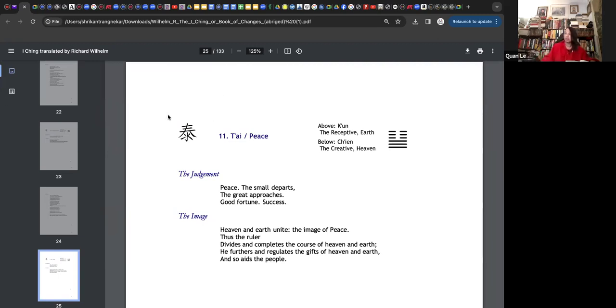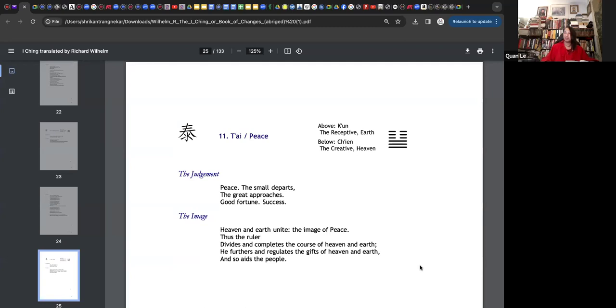Thus, the ruler divides and completes the course of heaven and earth. Divides and completes the course of heaven and earth: you have to understand here that he will make the difference between the lower trigram, earth, the animal kingdom, and the upper trigram, heaven. But he will make them united. He furthers and regulates the gifts of heaven and earth. So it means that the animal kingdom component is important, and the divine reality is also important, and so adds the people, which is simply a natural consequence. So thus the ruler divides and completes the course of heaven and earth.